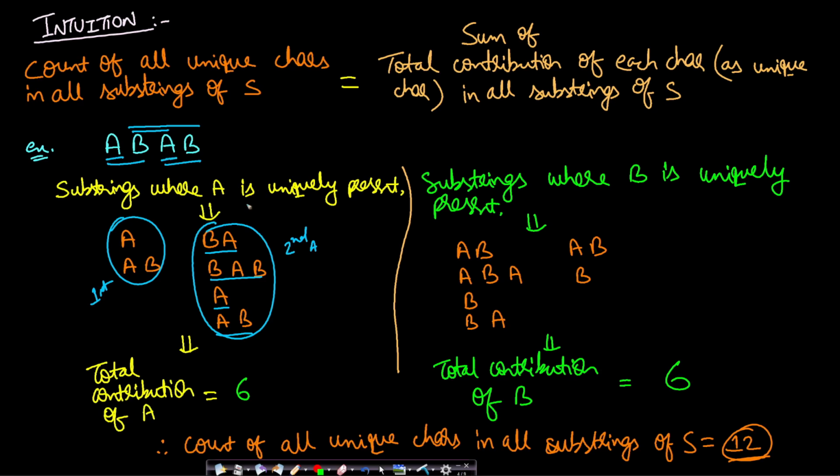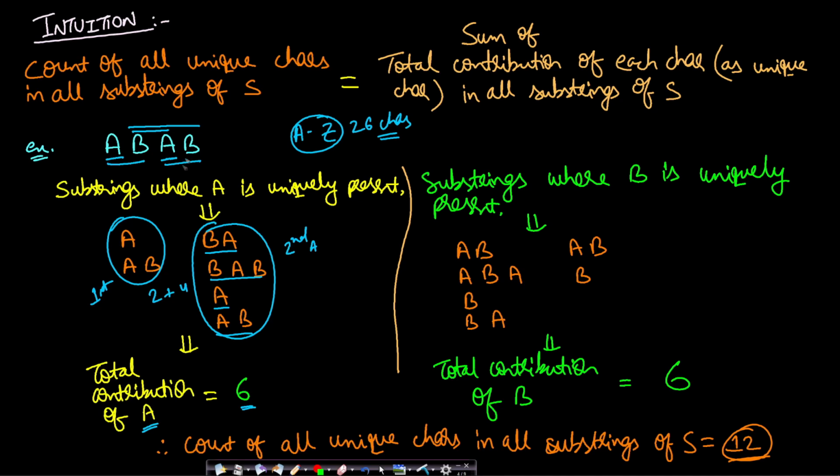Since I am counting the contribution made by A, I will take all those substrings where A is uniquely present, and then I will count all these substrings. So this is 2 plus 4, which equals 6. So the total contribution of character A is 6. Now we have to count this for all possible characters. In the question you are given from A to Z, so we can have a total of 26 characters at max. Here I have counted for A.